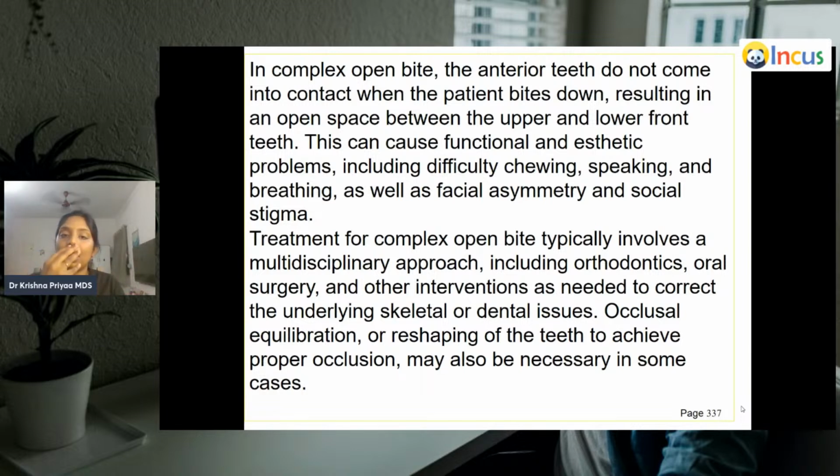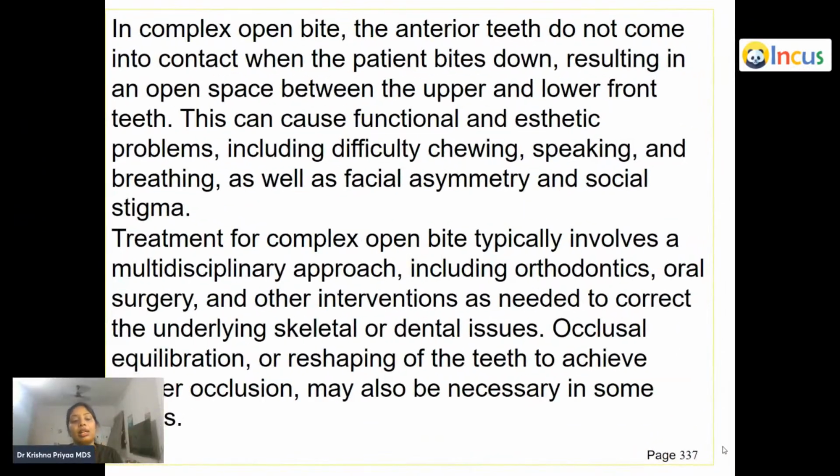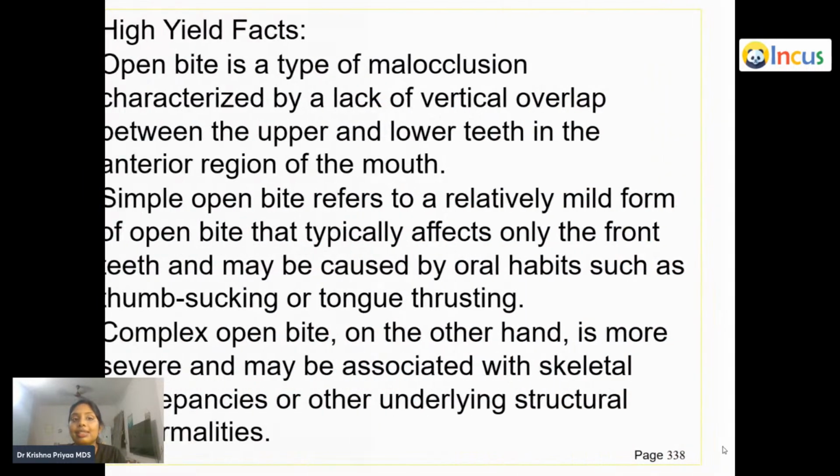Since they can't meet, they can't chew the food properly. There will be a functional disturbance. They can't speak properly. The tongue won't be in the position to make certain sounds, and they'll have asymmetry. So the treatment includes a multidisciplinary approach. It requires an orthodontic intervention, surgical intervention, and speech intervention in order to correct it. Occlusal equilibration or reshaping of the teeth to achieve proper occlusion can also be essential in certain cases.